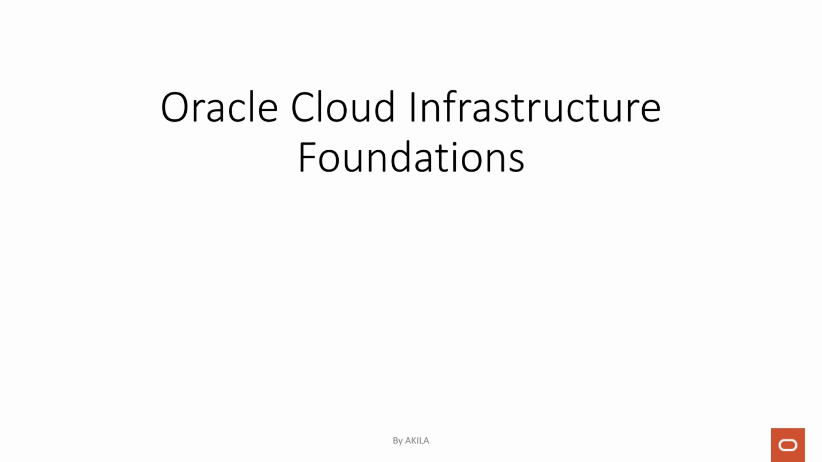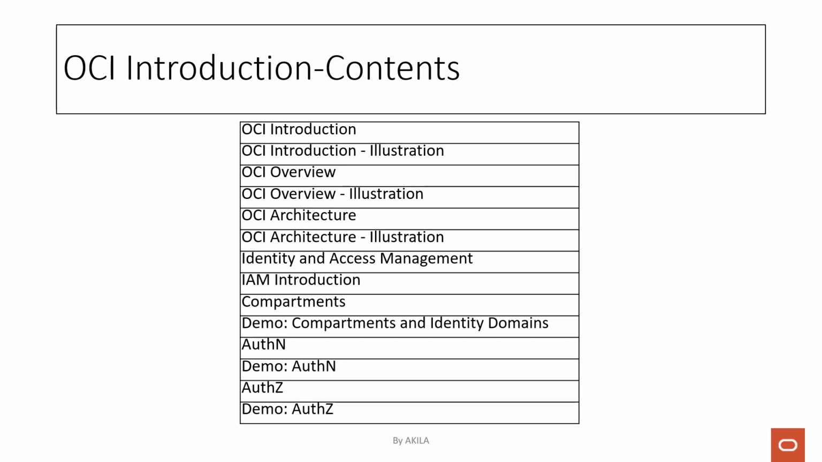In today's class, we are going to learn about Oracle Cloud Infrastructure Introduction. These are the contents. First, we will see the overview, then architecture, and then IAM, which is Identity Access Management, and the compartments and identity domains, and authentication AuthN and AuthZ. These are the authorization concepts specifically for Oracle Cloud Infrastructure. So only that we are going to learn.